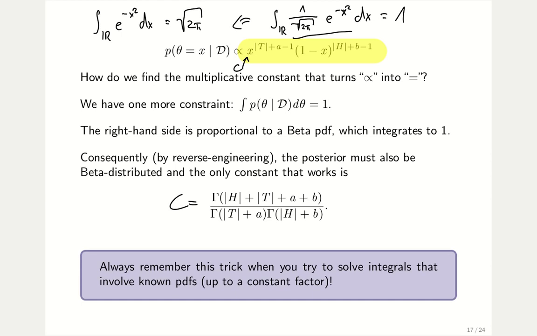This is a very nice, very convenient trick that you need to keep in mind. Whenever you're supposed to solve a hard integral, try to look at it and find out if it looks like a PDF. And if it looks like a PDF, you can easily reverse engineer the normalizing constant of this PDF, and you can then easily solve the integral.